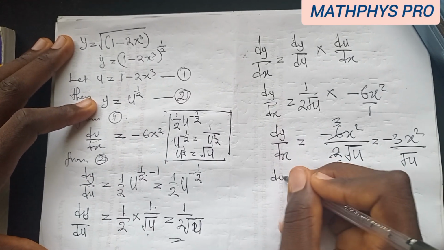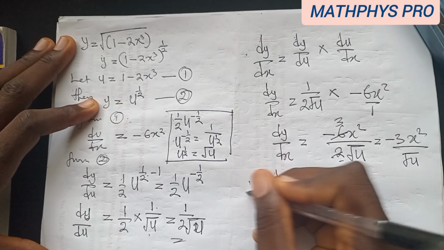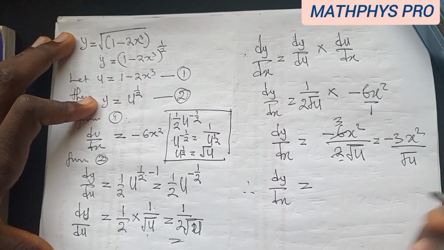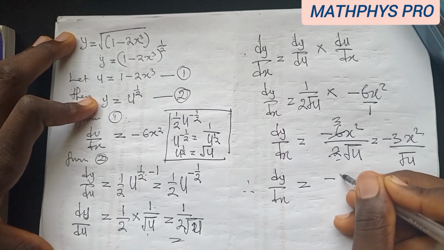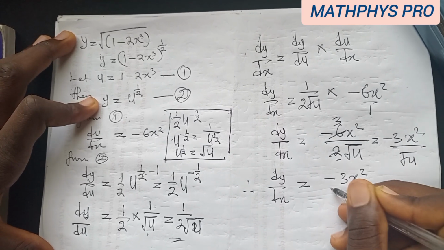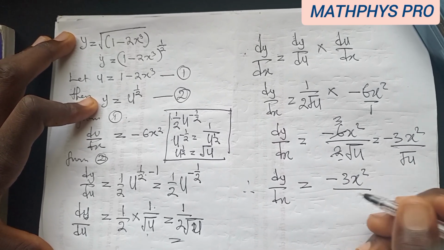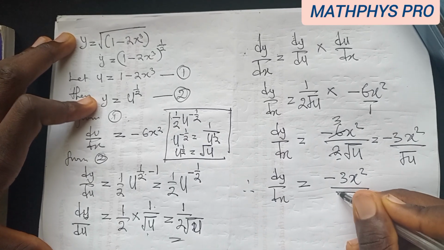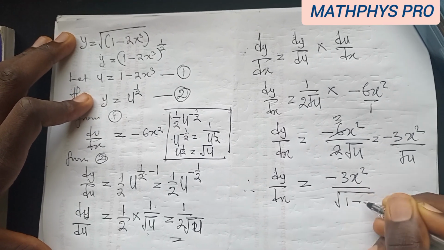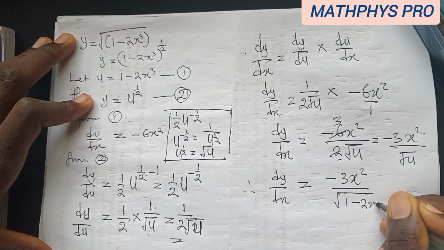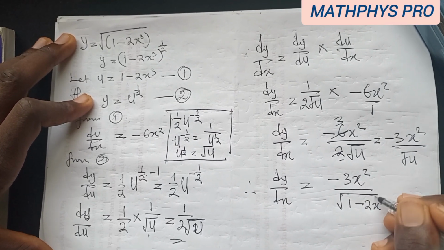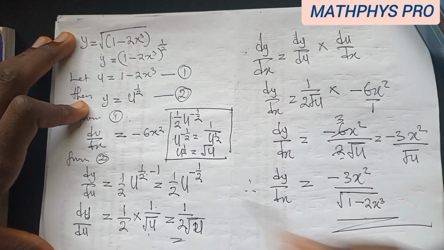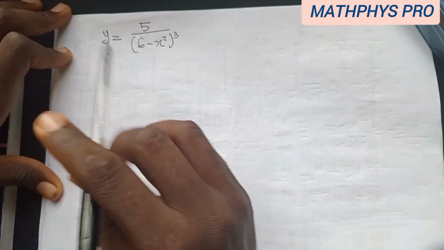So therefore dy/dx will be equal to minus 3x squared over root 1 minus 2x cubed. So this is the derivative of this function.